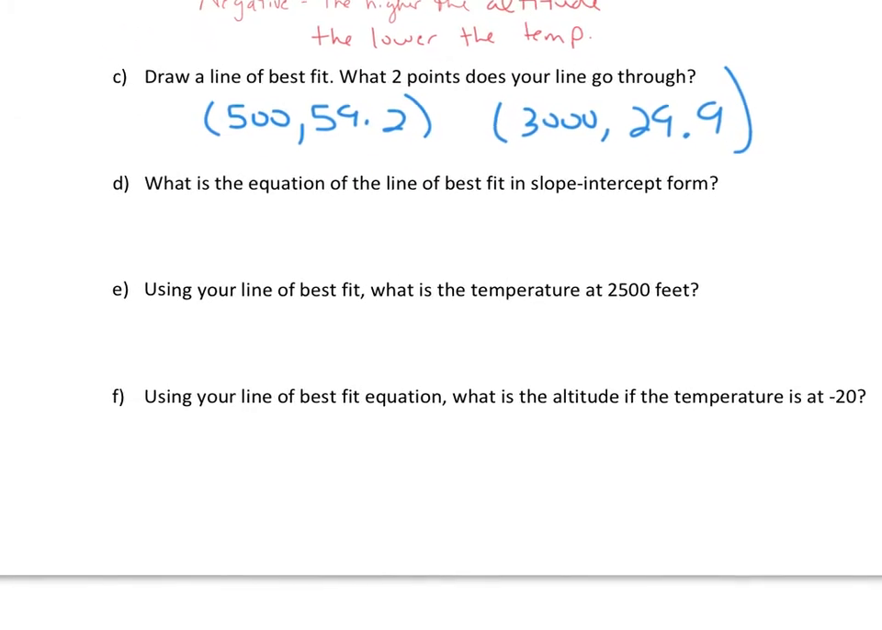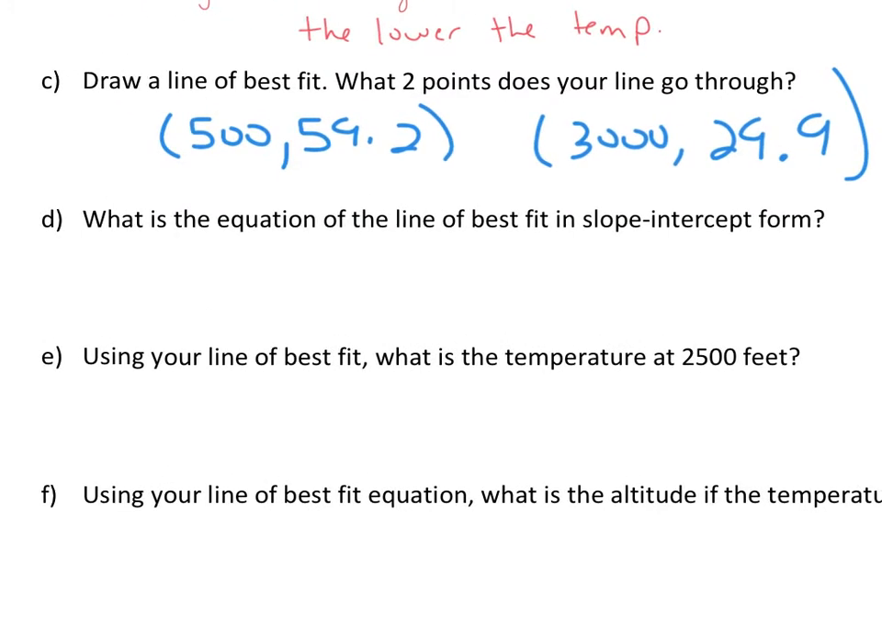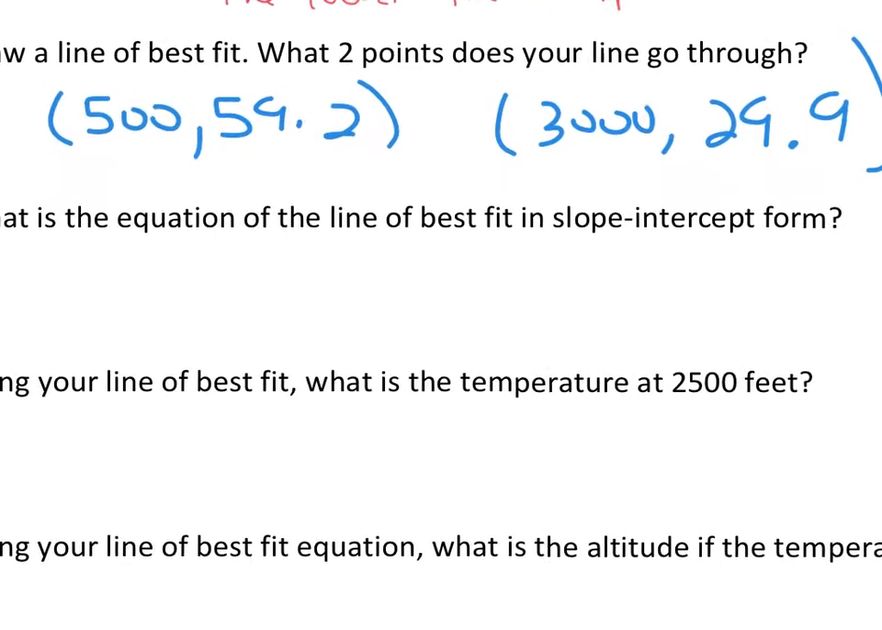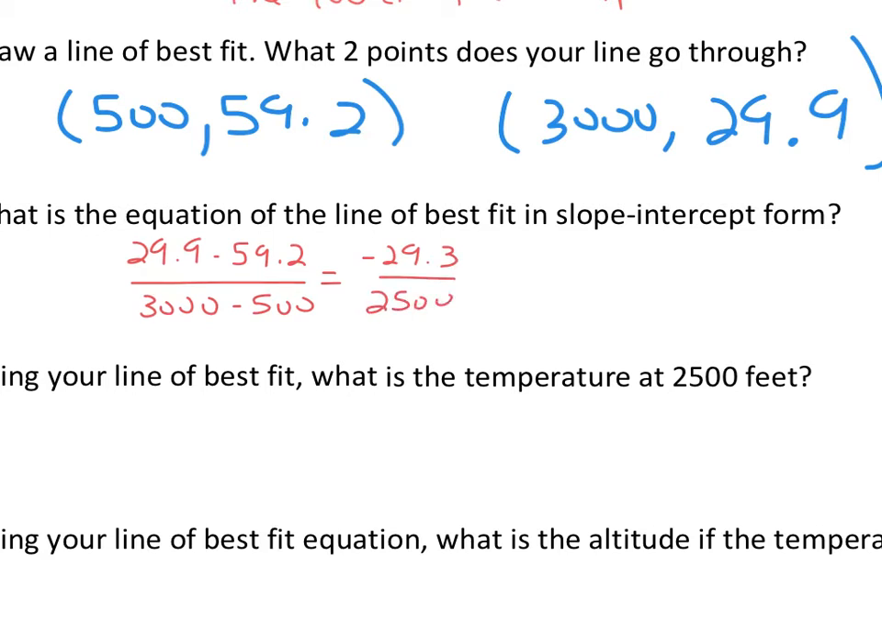All right, so now it says write an equation of the line of best fit in slope-intercept form. So now keeping in mind, right, when we're given 2 coordinate points, first thing we've got to do is find our slope. So I'm going to go ahead and take 29.9 minus 59.2 over 3,000 minus 500. Okay, so we can do a little calculator work here. So 29.9 minus 59.2. So I get negative 29.3. On the bottom, I subtract there and get 2,500. So 29.3 divided by 2,500.